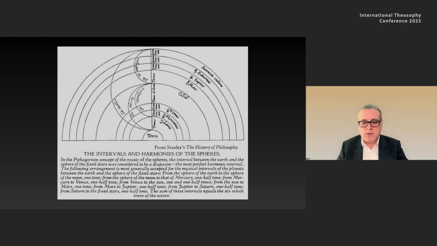In other words, the spacing of the planets produces a cosmic scale, with each adjacent pair of heavenly bodies separated by a specific musical interval. When summed together, these intervals form a complete harmonious scale called the diapason, the octave, or the universal harmony.